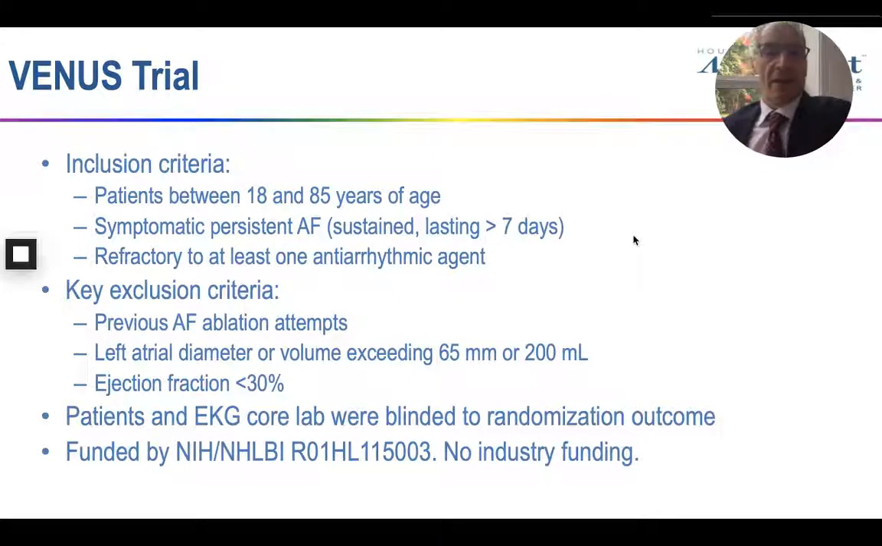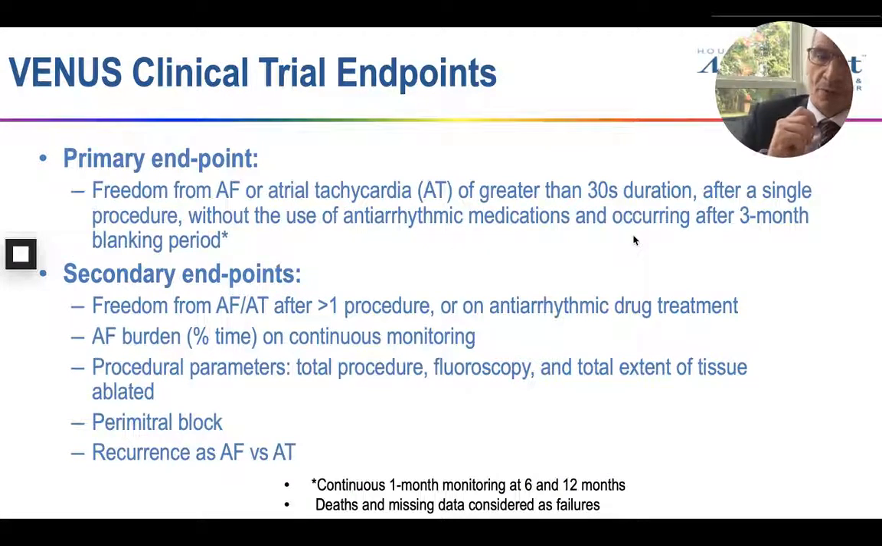Inclusion criteria included patients between 18 and 85 years of age, with symptomatic persistent atrial fibrillation, refractory to at least one drug. We excluded patients in Venus with previous ablation attempts, patients with massive left atria exceeding 65 millimeters diameter or 200 cc's of volume, and patients with low ejection fractions. The patients and the EKG core lab were blinded to the randomization outcome, and this was funded by the NIH. The primary endpoint was freedom from atrial fibrillation or tachycardia of greater than 30-second duration after a single procedure without the use of antiarrhythmic medications, occurring after a 3-month blanking period.